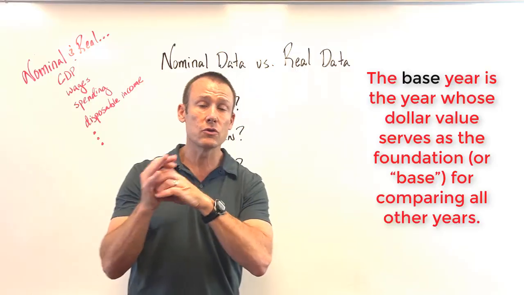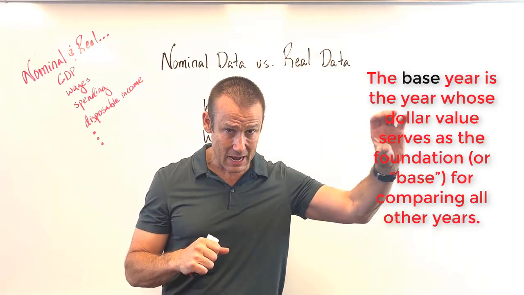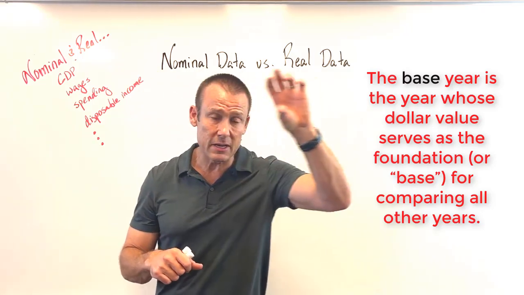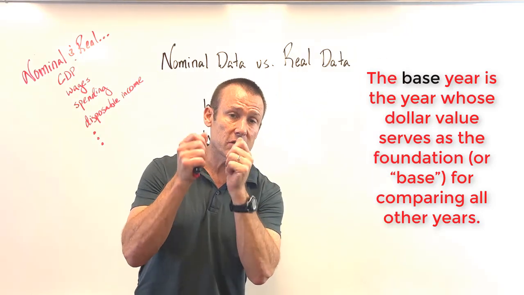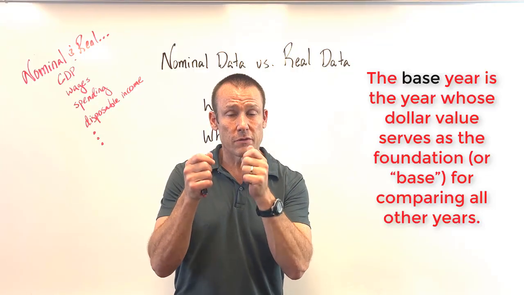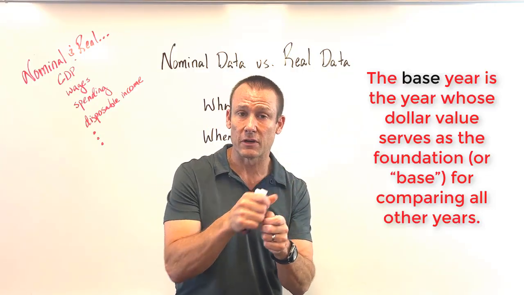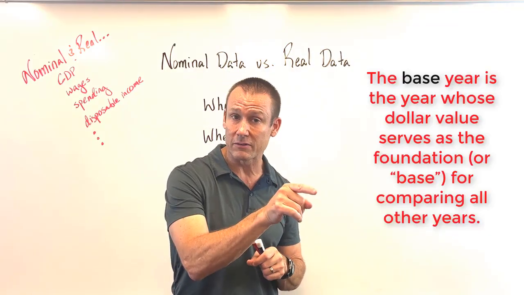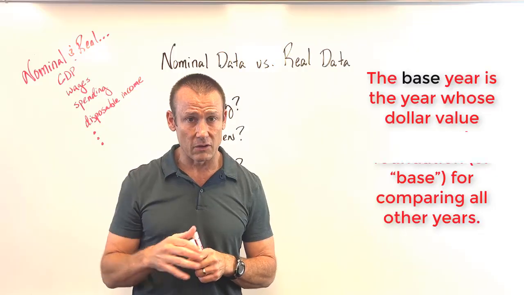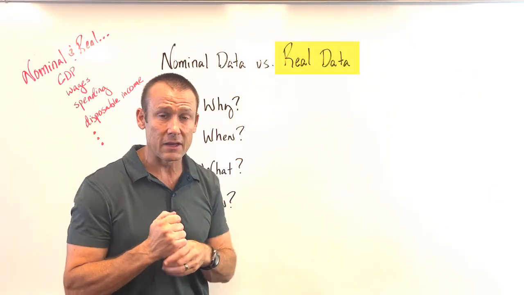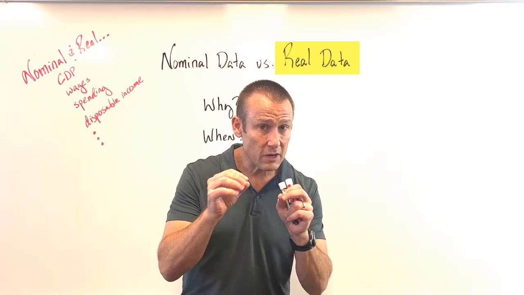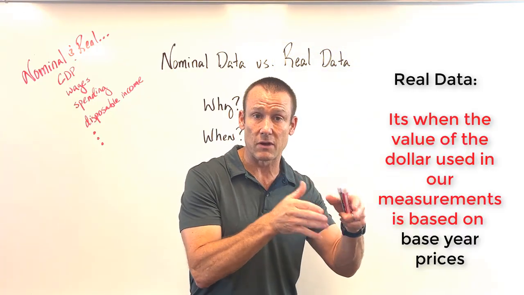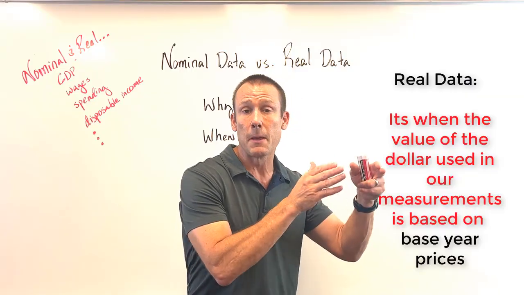And so when you compare data across time, right, you always want real data. You always want it so that in every year they have adjusted the value of the dollar to the value of the dollar in the base year, right? You want it based on base year prices, because remember, prices determine the value of the dollar. So again, one more time, what is real data? That's when we measure things in dollars and the value of those dollars is based on some base year, right? The prices that prevailed in some base year.